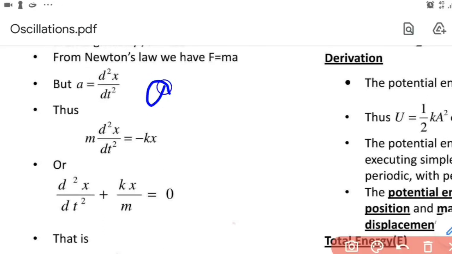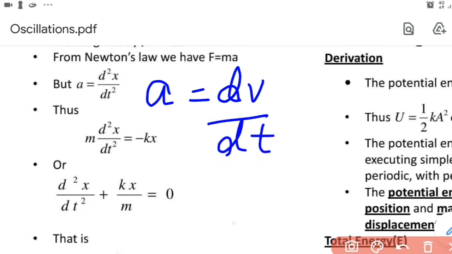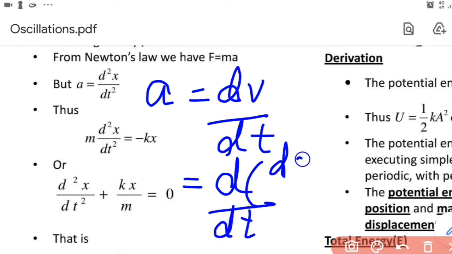We know the acceleration is dv by dt, and v is dx by dt. So it can be written as d by dt of dx by dt. We are performing the differentiation twice, so we can write a as d square x by dt square. In that way we say acceleration is the second derivative of position. Now we have a equal to d square x by dt square.